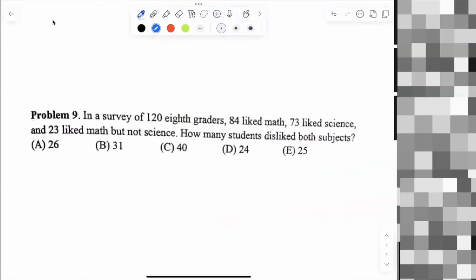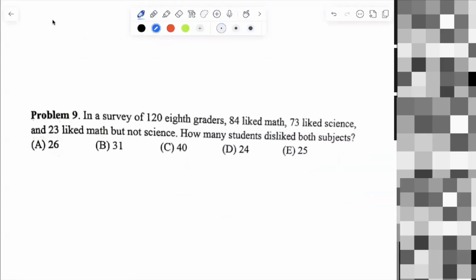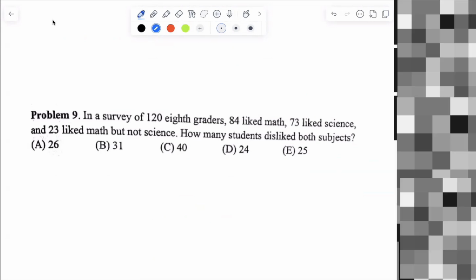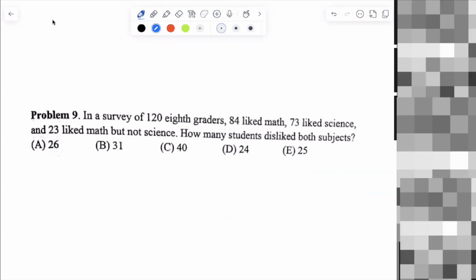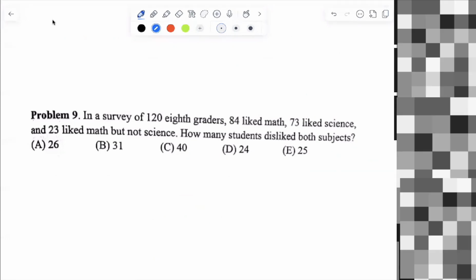In a survey of 120 eighth graders, 84 liked math, 73 liked science, 23 liked math but not science. How many students disliked both subjects? I'll let you have a try on this question and tell me your answers through chat. It's basically still PIE. That's a hint.